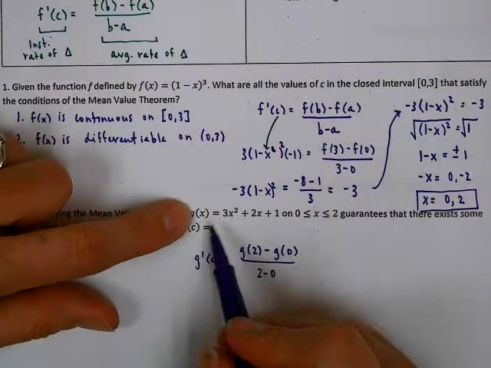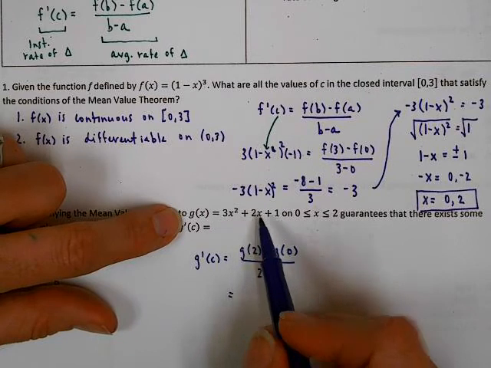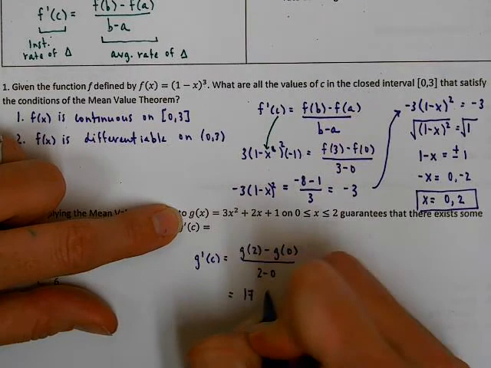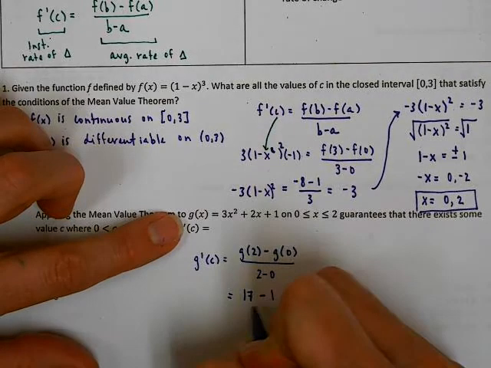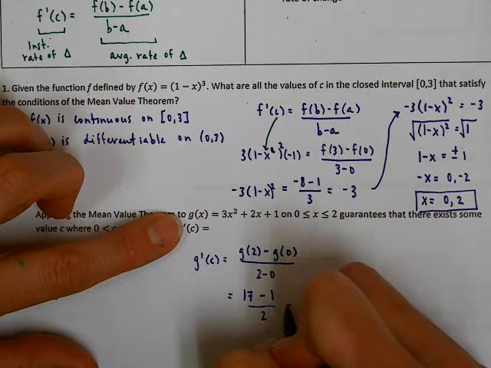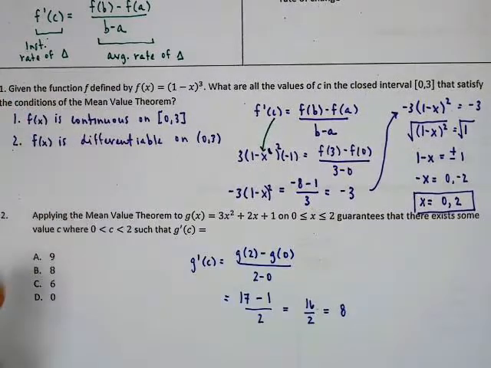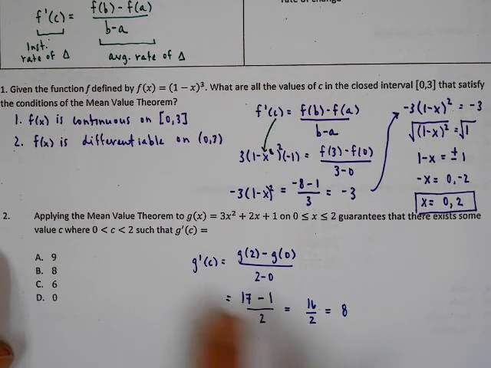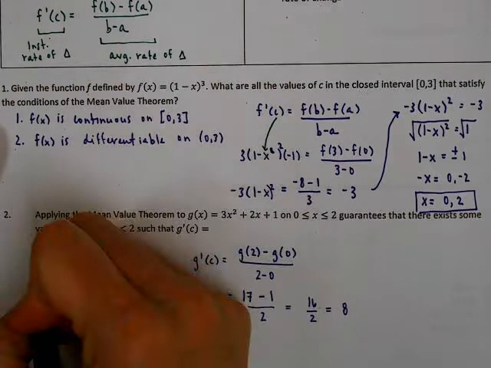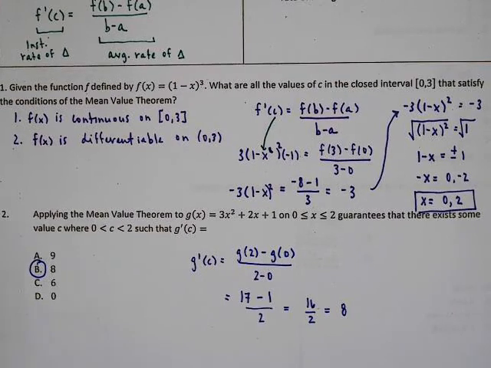So if I plug in 2 for g, let's see, I get 12 plus 4 is 16 plus 1 is 17, if I did that right, minus g of 0, which is 1, all over 2. That's 16 over 2, which is equal to 8. So by the mean value theorem, I know that if my average rate of change is 8, I'm guaranteed that my instantaneous rate of change will also be 8 at some point on that interval.